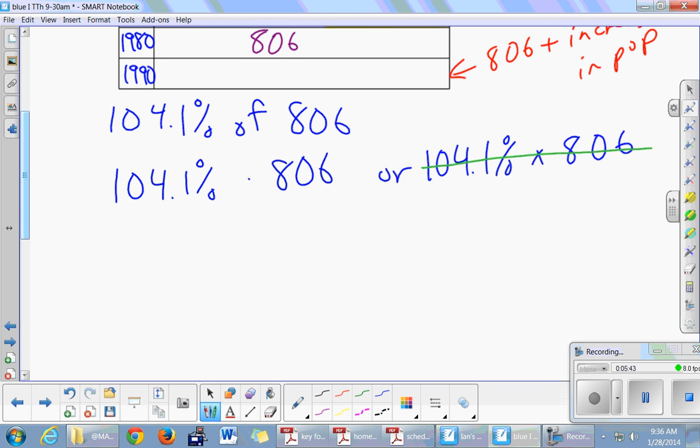We move the dot somewhere. Which way do we move that dot?